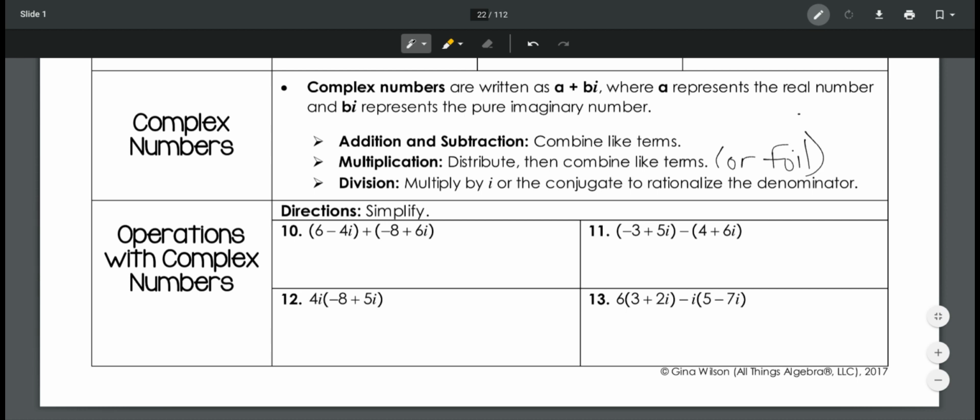So we're going to talk about addition and subtraction combined, which you will just basically combine like terms. Multiplication, you can distribute, or you might even have to FOIL and then combine like terms in order to simplify those. And then division, you will have to multiply by i or the conjugate to rationalize the denominator. And we'll talk a little bit more about that when we get there.